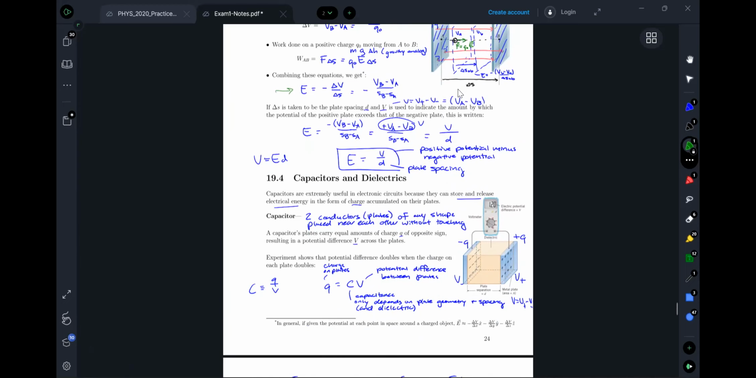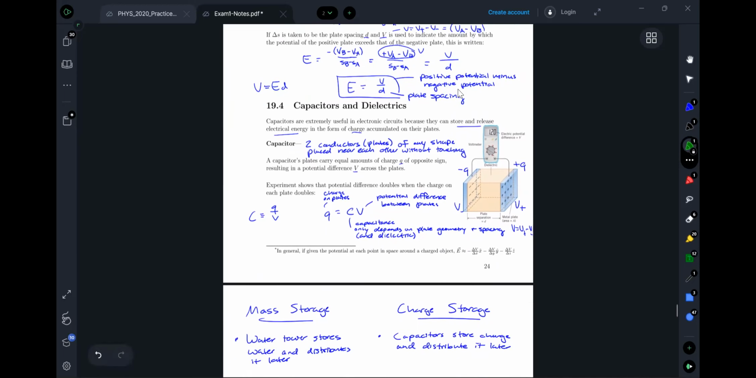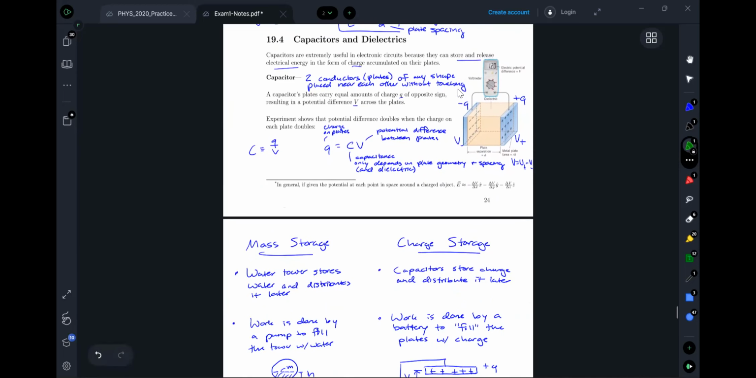And capacitors are the last thing we looked at for this exam. It's important to know how to calculate capacitance for parallel plates. This is not how capacitance is determined.